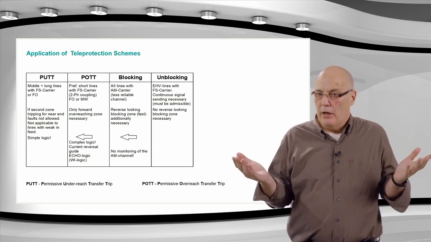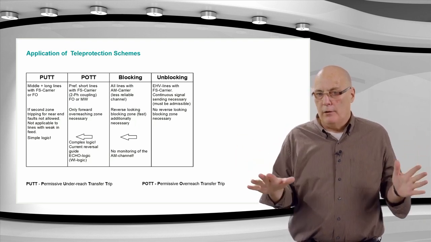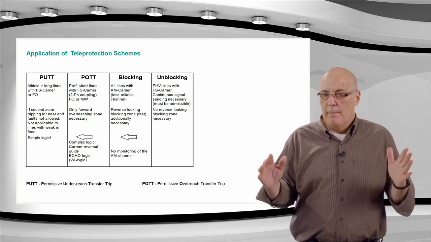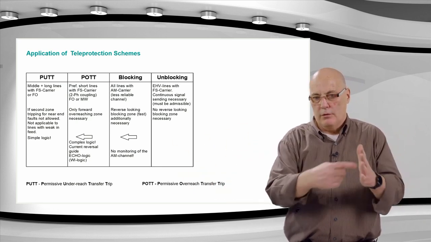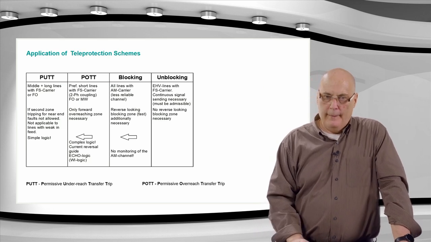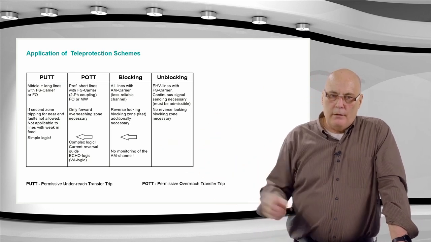Then you simply say, all right, I don't care if the fault is internal, I don't need a signal, so I'm going to trip. I only want to be stable on external faults, so I need a healthy line to send a blocking signal through a healthy line. That is a little bit the history there.